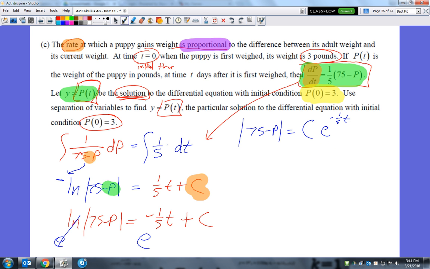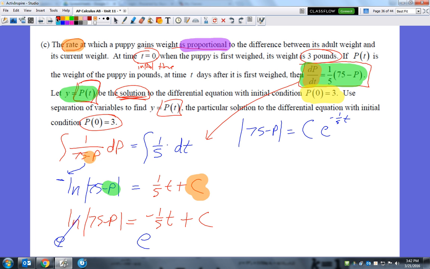Okay, so technically this is my general solution right now because I have not yet found C. But you don't have to get p completely by itself in order to solve for C. I choose to do that, but you don't have to. From this point, what I would do is try to solve for C.